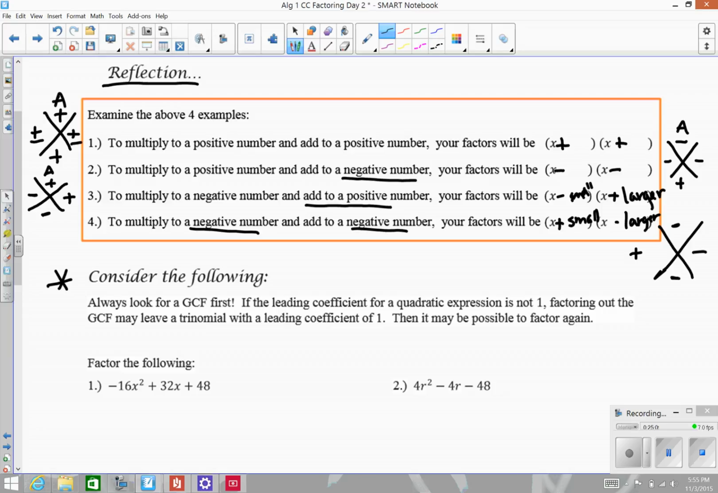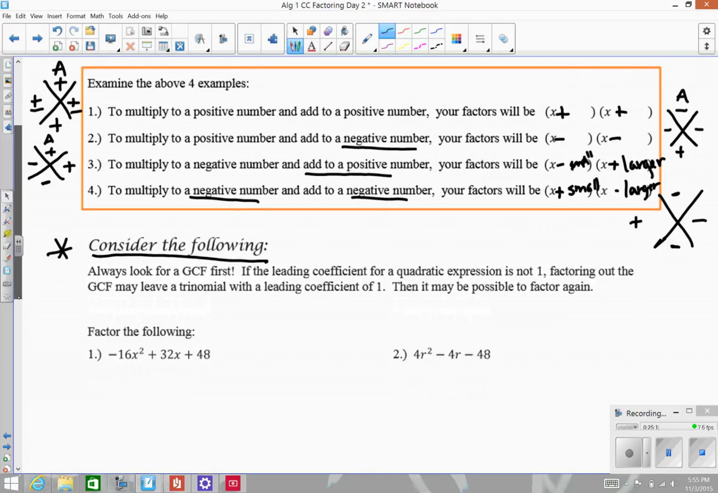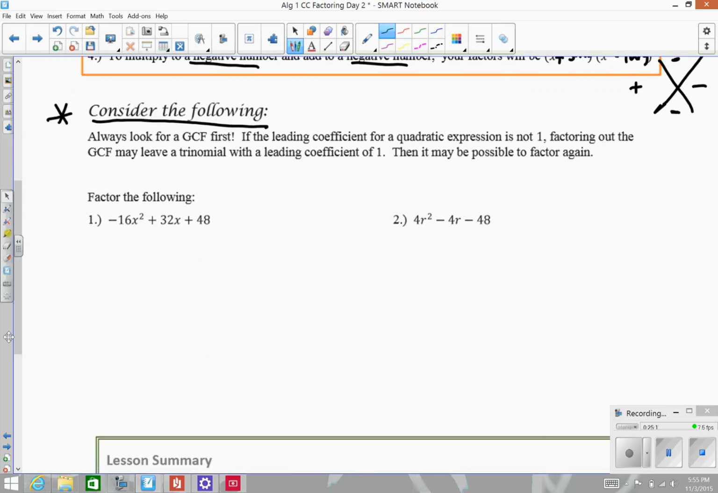Alright, that brings us to our cautionary thing down below. Something to consider that we haven't had come up so far. Take a look at these next two examples of trinomials. What's different about them? Hopefully you are all saying that we don't have just an x squared to start out, which changes things up a little bit for us.